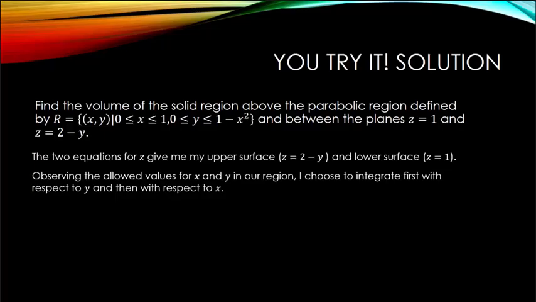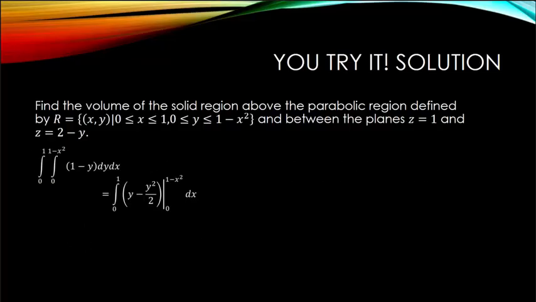If I observe the allowed values for x and y in my region, I am going to choose to integrate first with respect to y and then with respect to x, so that I get the integral from 0 to 1 of the integral from 0 to 1 minus x squared of 2 minus y minus 1 dy dx. This gives me the integral from 0 to 1 of the integral from 0 to 1 minus x squared of the quantity 1 minus y dy dx. I compute the inner integral and I get the integral from 0 to 1 of the quantity y minus y squared over 2 evaluated from 0 to 1 minus x squared dx.